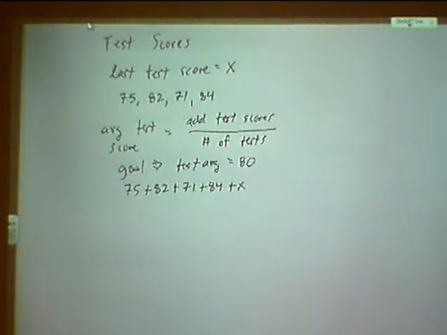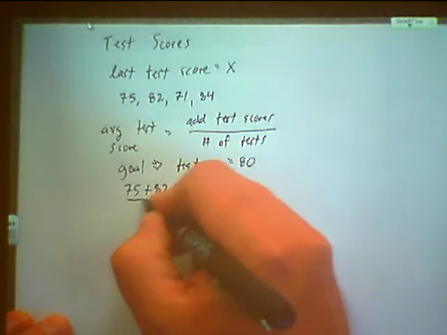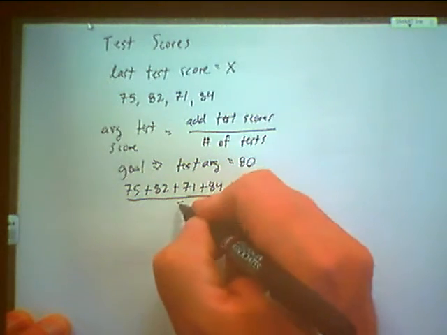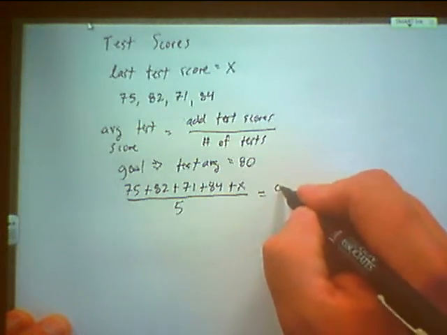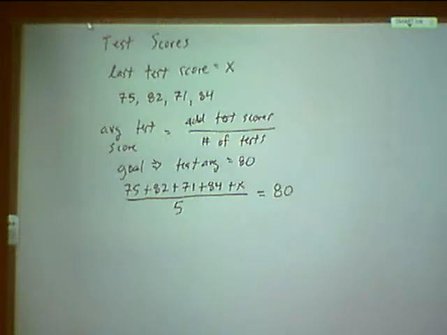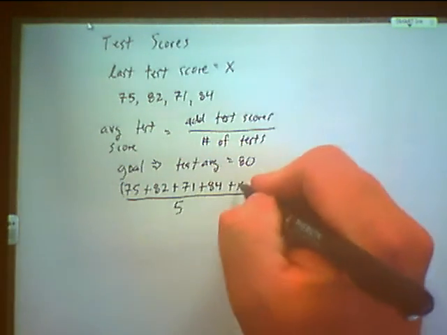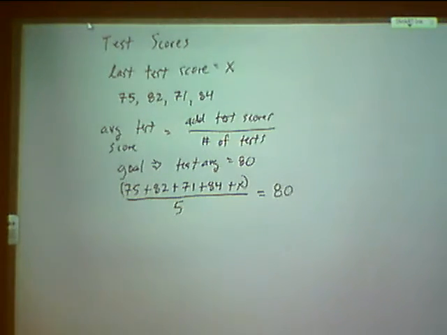We're trying to figure out what score he should get on his 5th test. So we call that X. Now to find the average, we're going to have 5 test scores, so we divide by 5. And his goal is for that test average to be 80. So the question is, what should X be? In this case, we want to solve for X. Now this becomes an algebra problem.